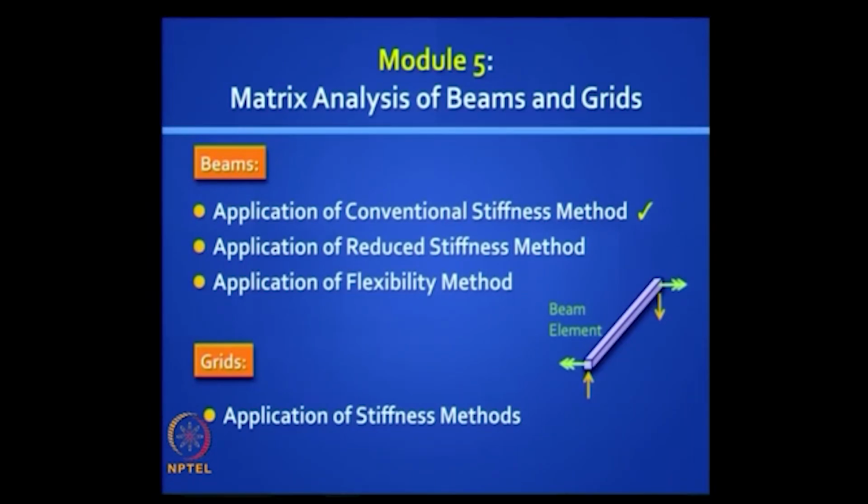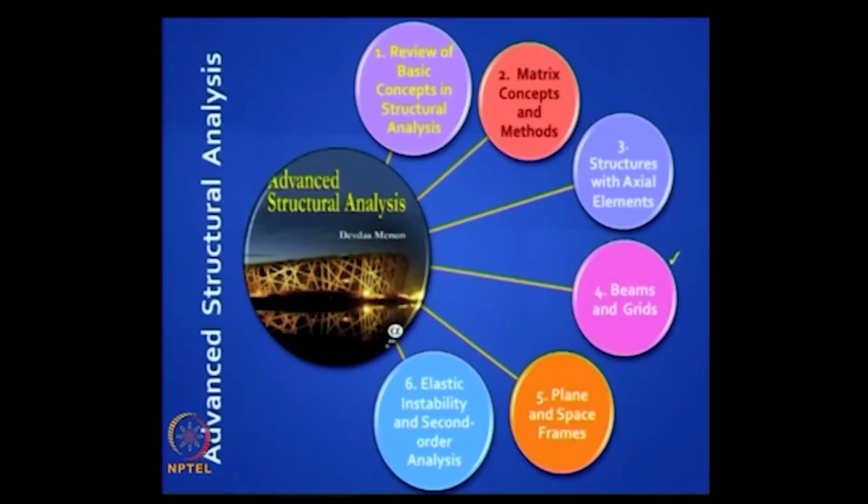The grid element is this element plus something extra. What is it? Torsion. That's right. So that's a grid element. The grid element is the beam element plus some torsion. We will look at this at the end of this module. This is covered in the section on beams and grids in the book on advanced structural analysis.